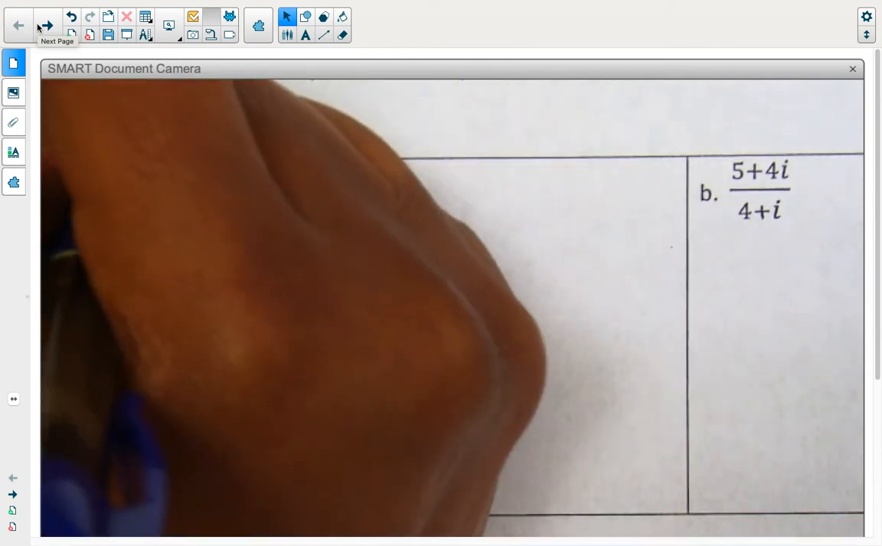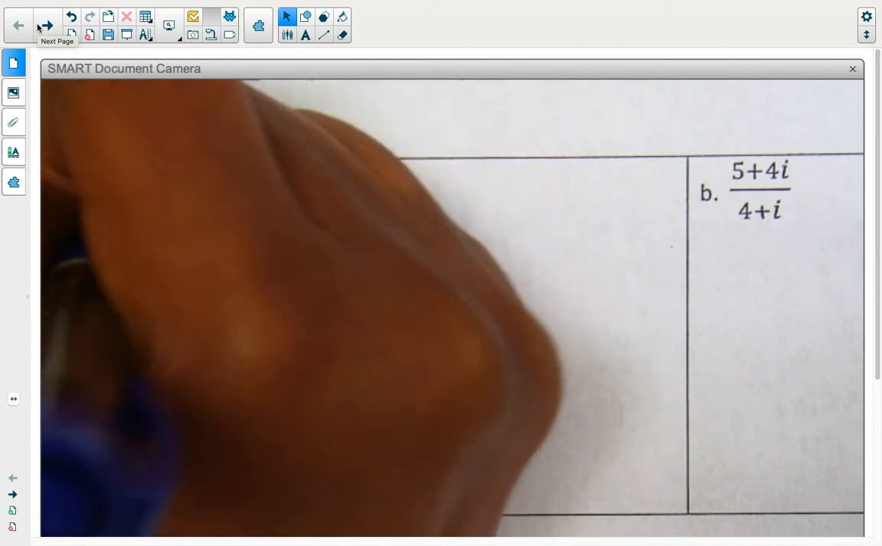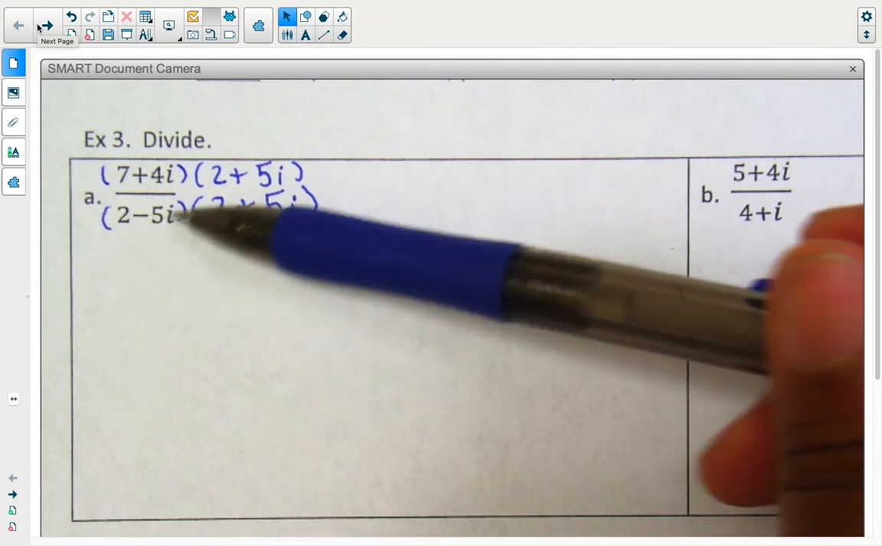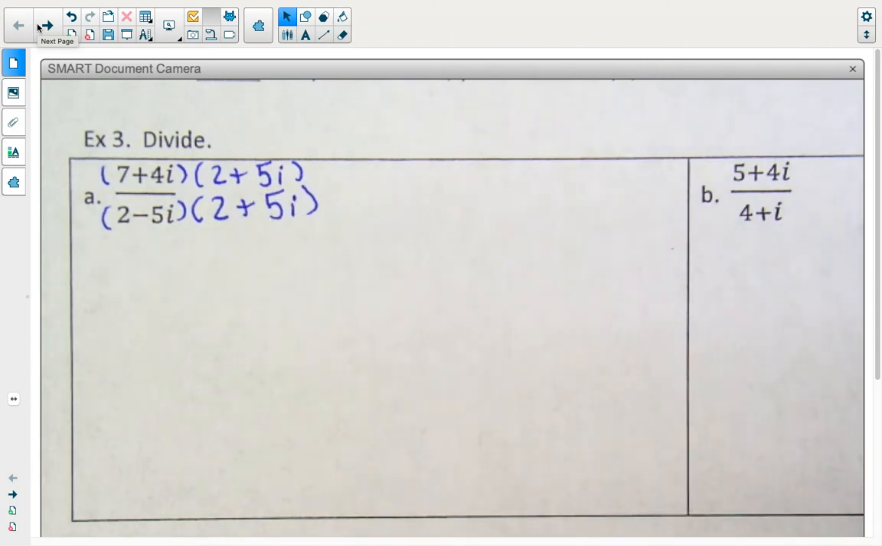I am going to distribute. But if you need to set up a box for the top part and a box for the bottom part, there is nothing wrong with that. Do what you need to get to the correct answer. But I'm going to do the distributive property.